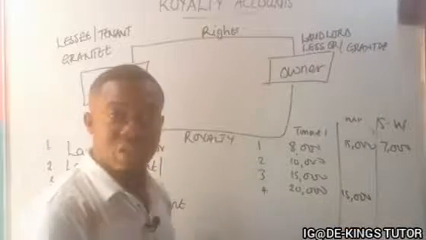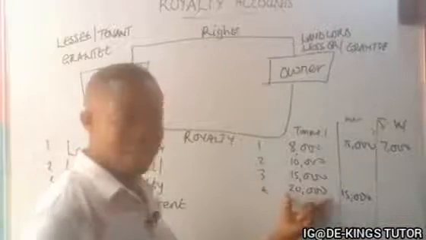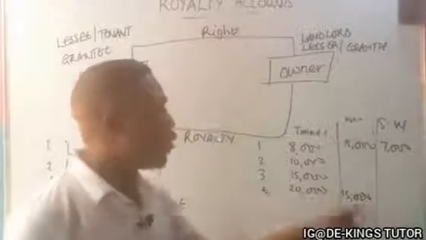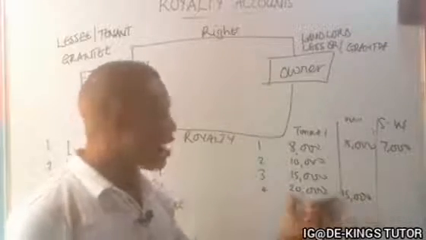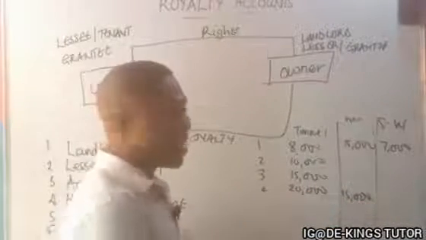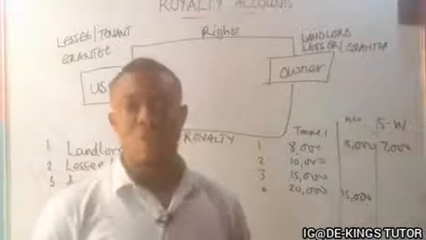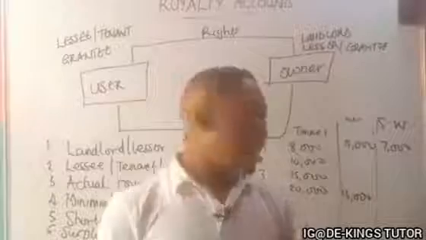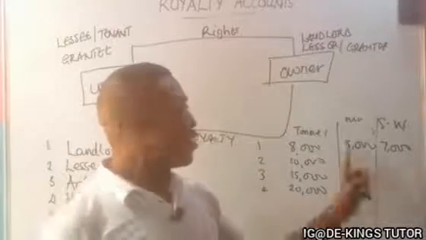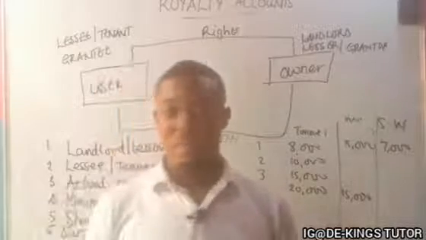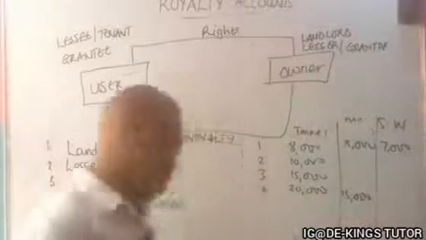15,000. The surplus is the excess of the actual royalty over the minimum rent. So you see, the actual royalty exceeds what he's supposed to pay. So the remaining 5,000, we call it surplus. While the short workings is the excess of the minimum rent over the actual royalty that is supposed to be paid. Okay, that's surplus.